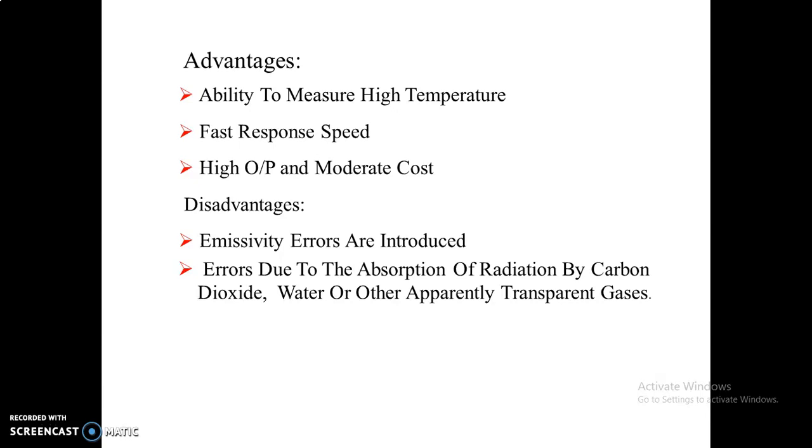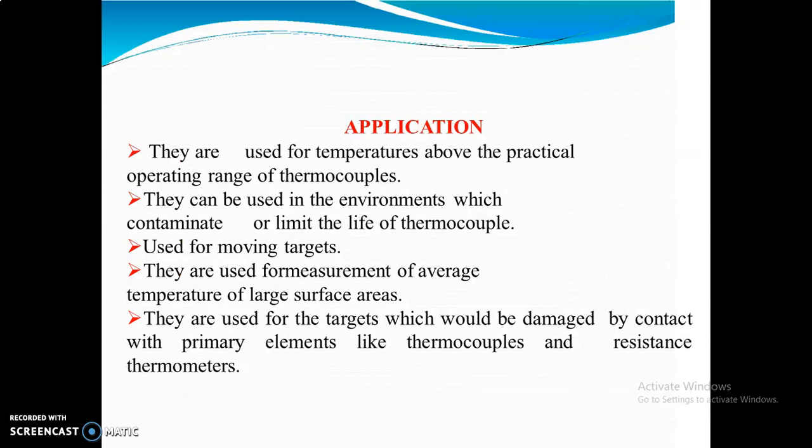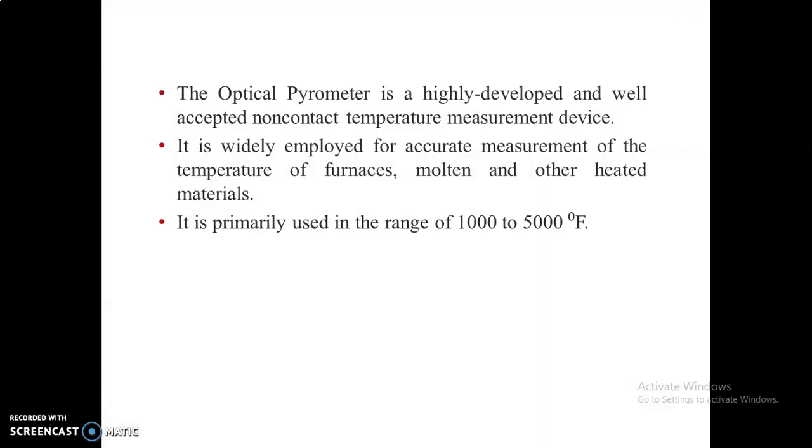And the disadvantages are emissivity error. That means if during the operation there is any emission, then there will be an error. Then there is an error due to absorption of radiation by carbon dioxide, water or other apparently transparent gases. From the application point of view, they are used for temperatures above the practical operating range, and also for moving targets. They are used for measurement of average temperature of large surface areas.